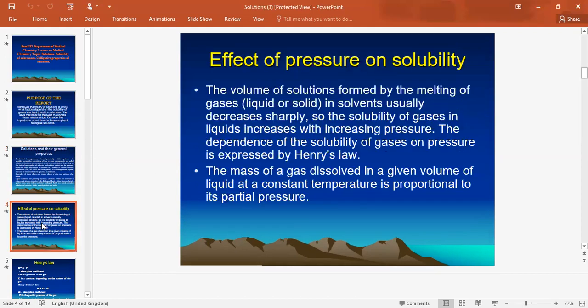Next, the effect of pressure on solubility, which is expressed by Henry's law. The volume of solution formed by dissolving gases, liquids or solids in solvents decreases sharply, so the solubility of gases in liquids increases with increasing pressure. The dependence of the solubility of gases on pressure is expressed by Henry's law: the mass of gas dissolved in a given volume of liquid at a constant temperature is proportional to its partial pressure.